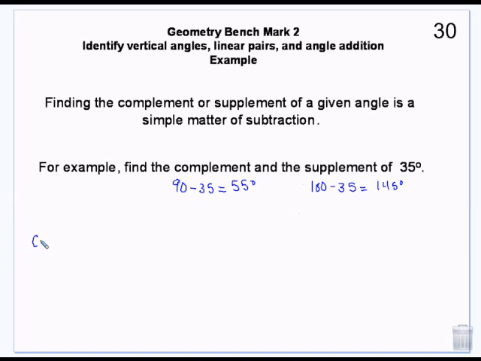Now, if I ask you for the complement of the supplement, no, wait, I can't do that. Not on this one. That one won't work. Sorry. If I ask you for the supplement of the complement of 35, you do this part first.